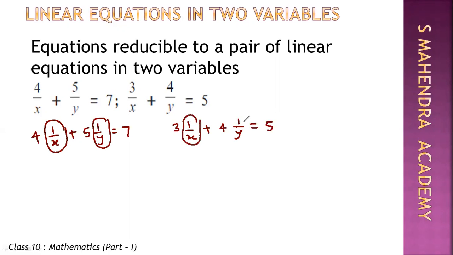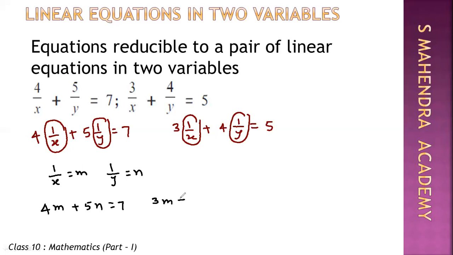So, if we consider the variables as 1 upon x and 1 upon y in equation 1 and 1 upon x and 1 upon y in equation 2, here we can easily substitute these variables with other variables, like 1 upon x as m and 1 upon y as n. Therefore, equation 1 will become 4m plus 5n is equal to 7, and equation number 2 will become 3m plus 4n is equal to 5.